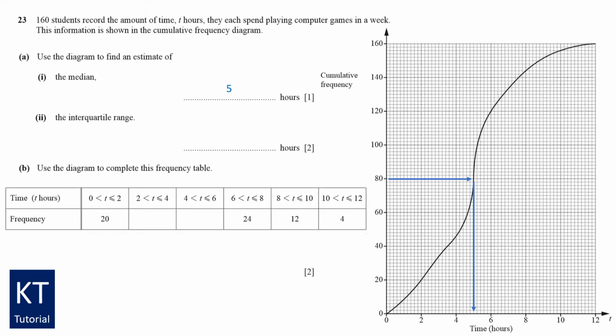Next, find also an estimate for the interquartile range. The interquartile range is the time difference between that of its third and first quarters. Next, use the diagram to complete this frequency table. By referring to the lower red arrow in the diagram, the cumulative frequency is 46 when the time is at 4 hours. Being a cumulative frequency, the frequency for t between 2 and 4 is truly 46 minus 20, which is 26. For the next frequency, repeat this process.